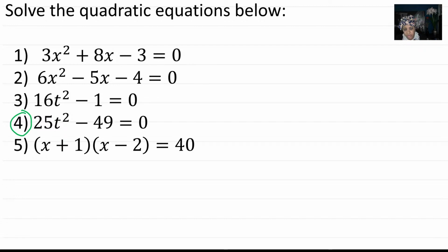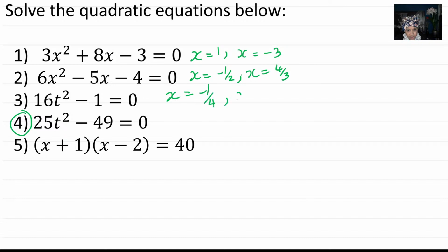Right, guys, I'm going to give you the answers and you can try that later, okay? So for the first one, just note down the answer and you can do that later. So x is equal to 1 and then x is equal to negative 3 for that one. And then for this one, x is equal to negative half and then x is equal to 4 over 3. And for this one, number 3, x is equal to negative quarter and then x is equal to quarter.